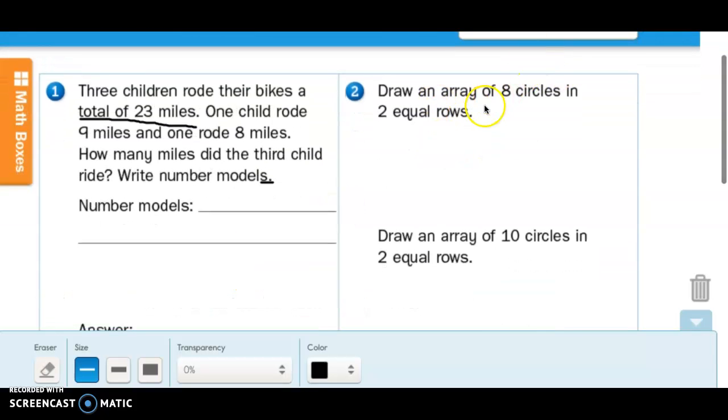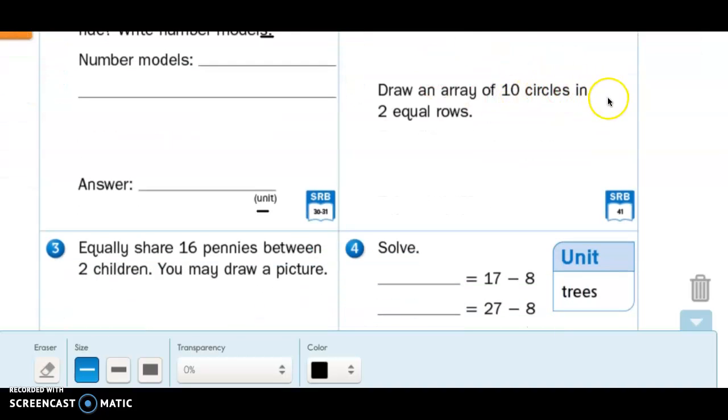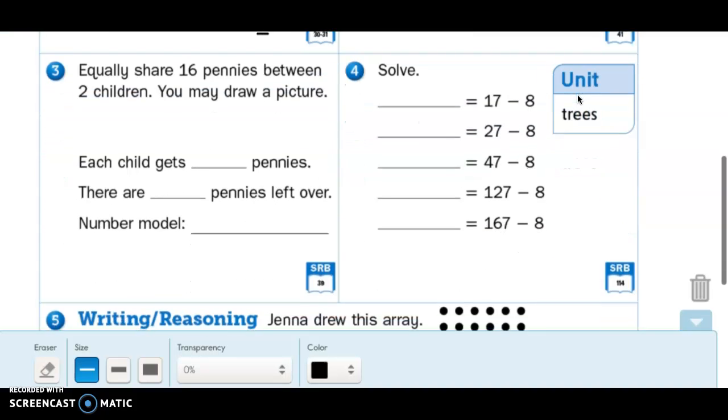Number 2, draw an array of 8 circles in 2 equal rows. So, how many rows and how many circles go in each row? Draw an array of 10 circles in 2 equal rows. How many rows and how many circles in each row?